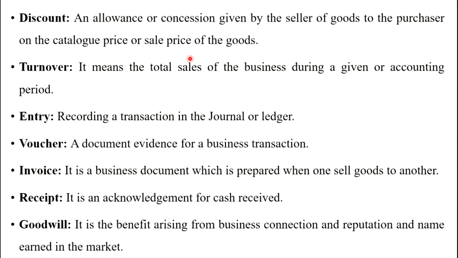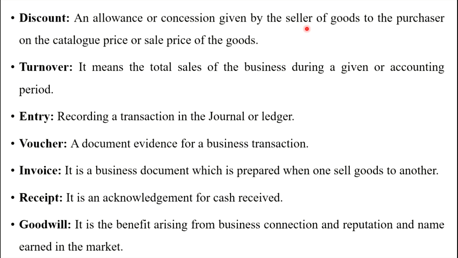Now, what is meant by discount? Discount is simply an allowance or concession given by the seller of goods to the purchaser on the catalog price or sale price of the goods. Again, discount is of two types, trade discount and cash discount.